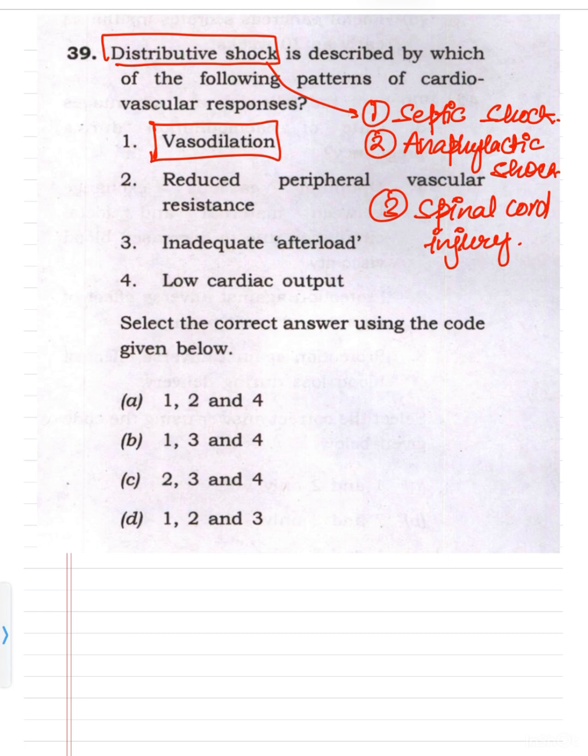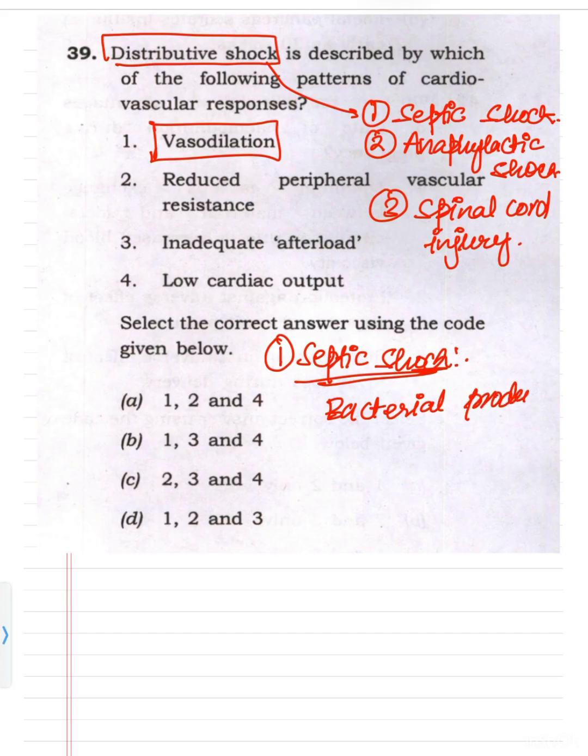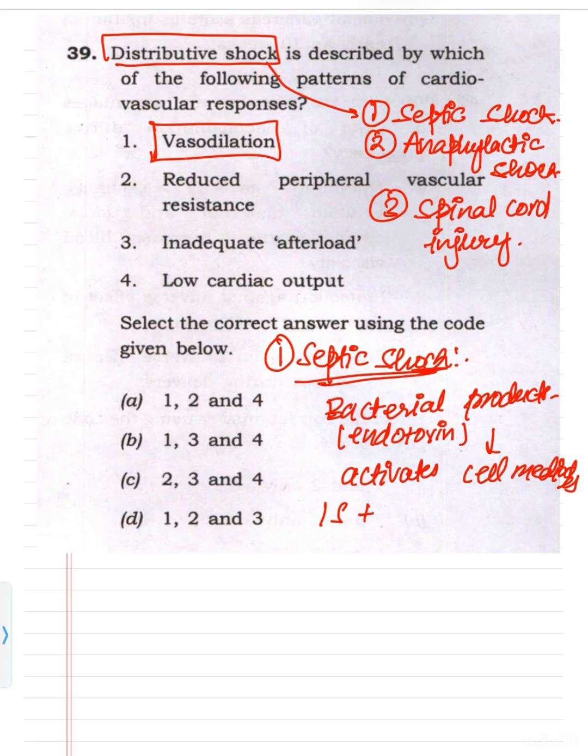So the first option is vasodilation. Yes, vasodilation is present. Why? First, take the example of septic shock. In septic shock, there are bacterial products, including endotoxin. It is released and it activates the cell-mediated immune system plus the humoral or antibody-mediated immune system, which leads to vasodilation.